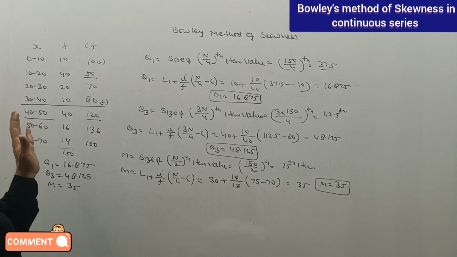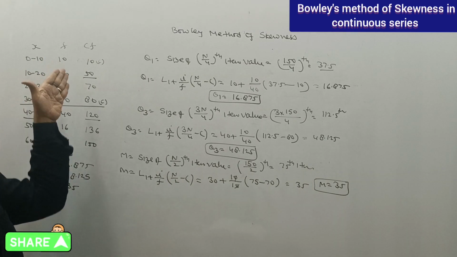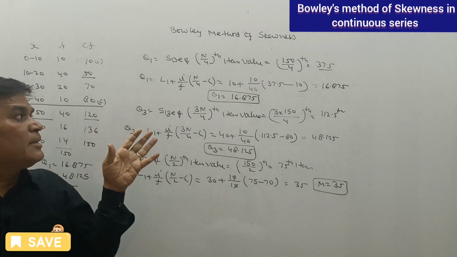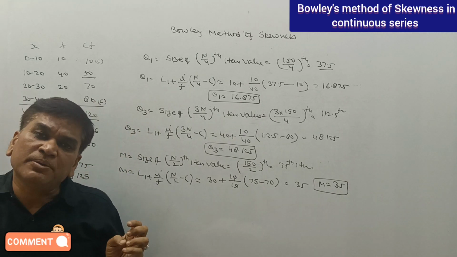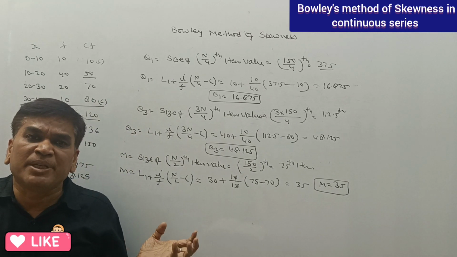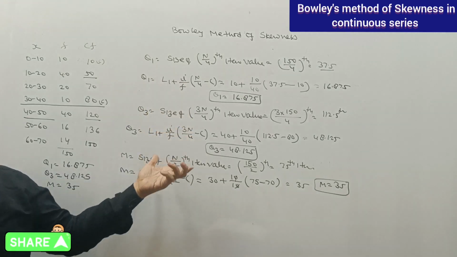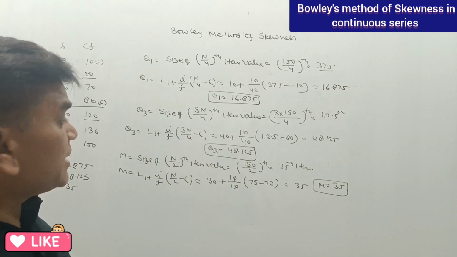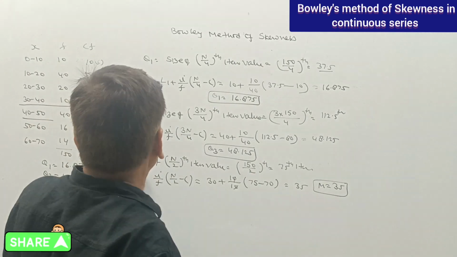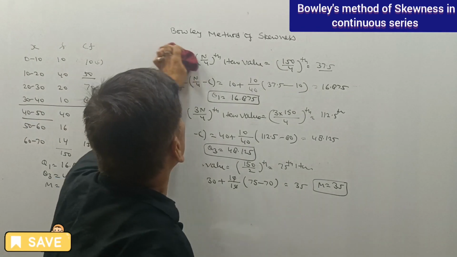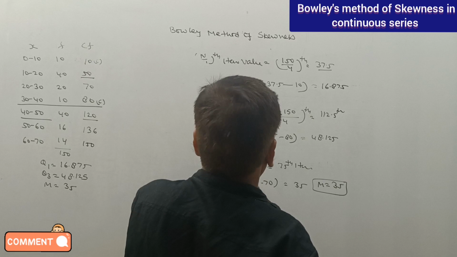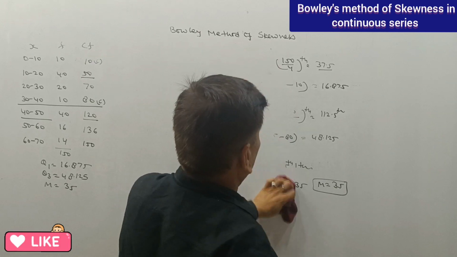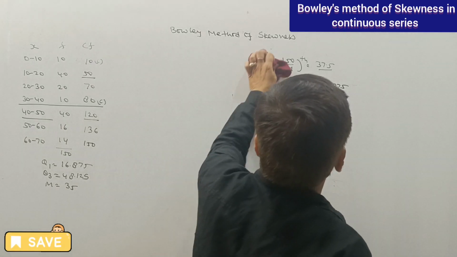So first we calculated the cumulative frequency, then the partition values, which we have already gone through: what is Q1, what is Q3, what is the median. You can calculate these easily, and after putting in the values, with the help of these items we can easily get the Bowley skewness. It is very easy to calculate.